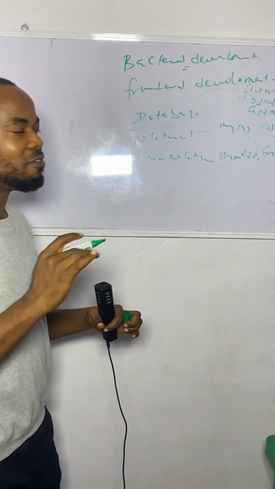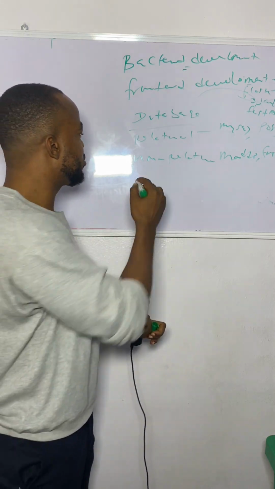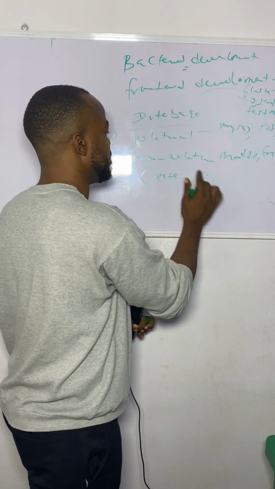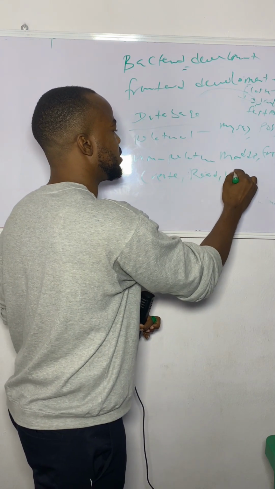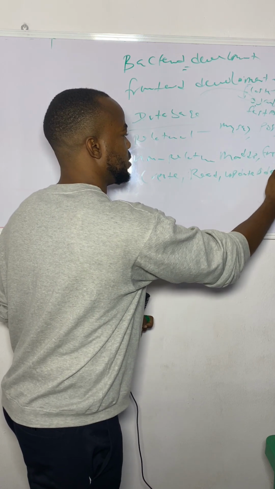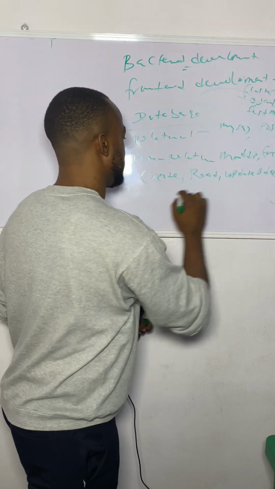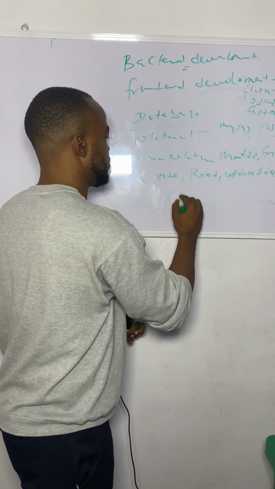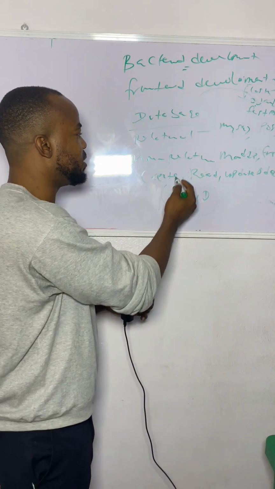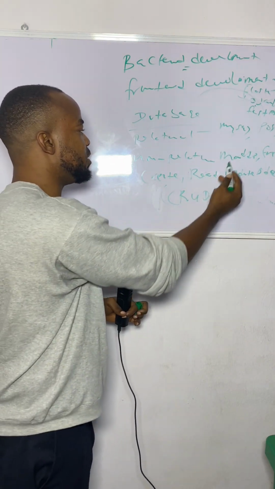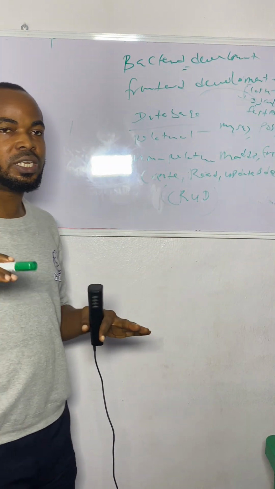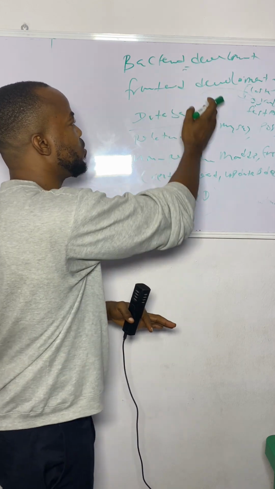You have to understand how to create, read, update, and delete, which is popularly called CRUD. You have to understand how you can create, that is how you can save to your database, how you can read, how you can update, and how you can delete. So these are the various aspects you need to focus on for backend development.